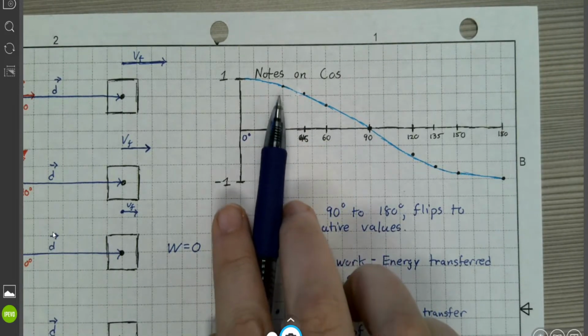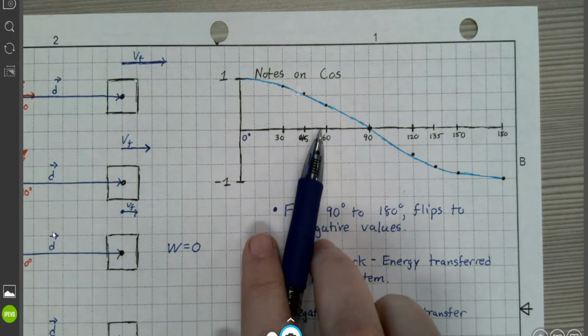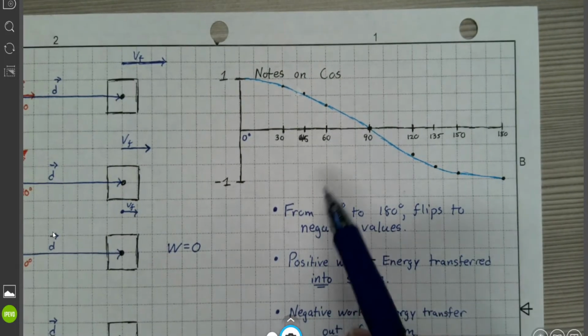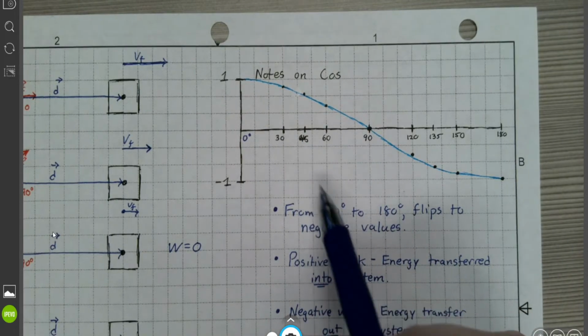So the cosine of 30 gives you a smaller value. The cosine of 45 degrees gives you an even smaller value. The cosine of 60 gives you 1/2. And if you don't remember these numbers, they're on the AP Physics formula sheet, and you can use those.